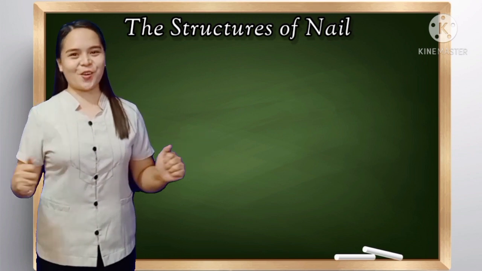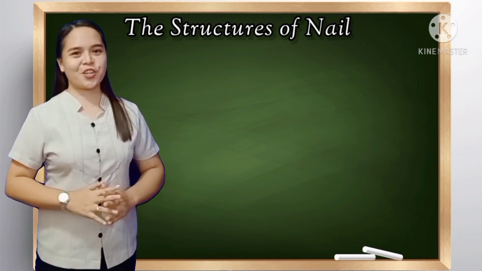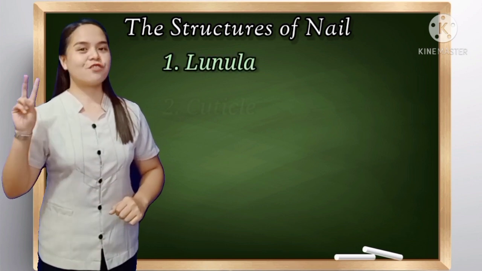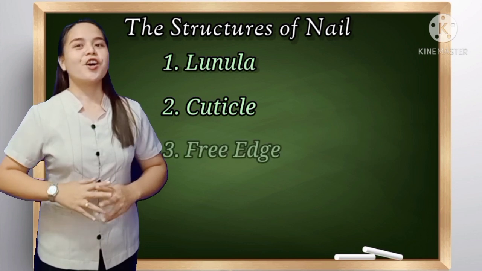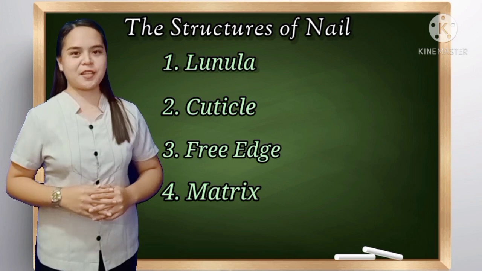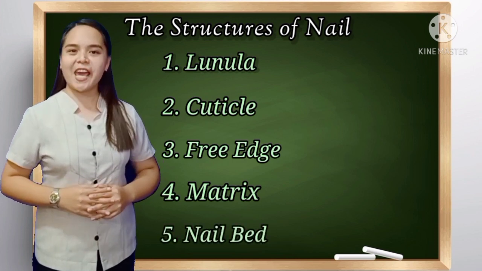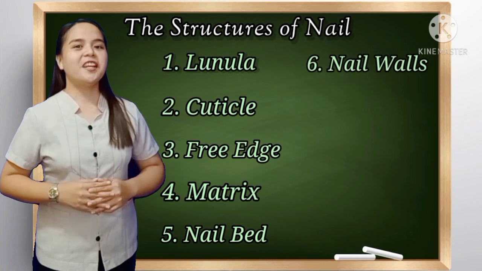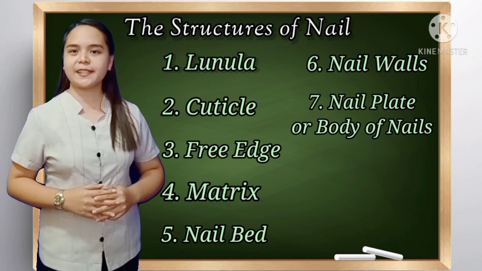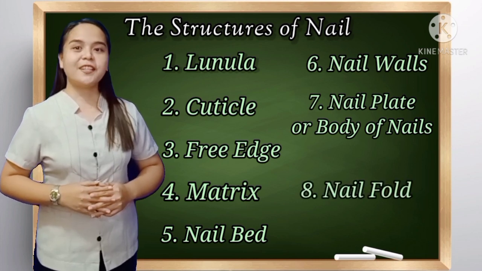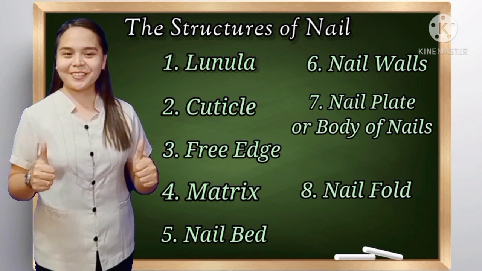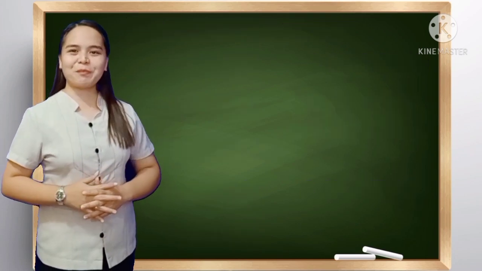Okay, so those are the structures of nail. Number one, the lunula. Two, the cuticle. Three, free edge. Four, matrix. Five, nail bed. Six, nail walls. Seven, nail plate or body of the nails. And the eighth one is the nail fold. So, are we all clear? Let's proceed to the shapes of nail.